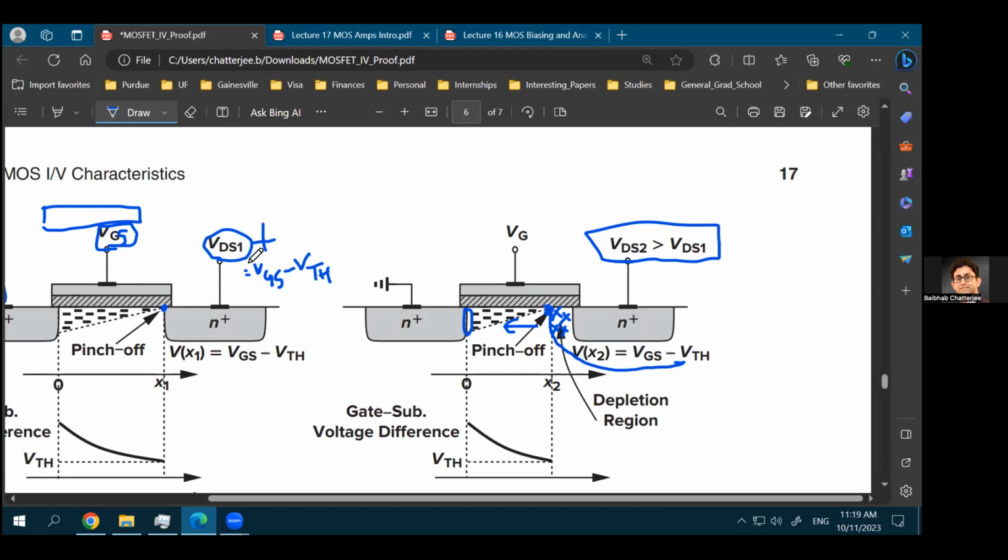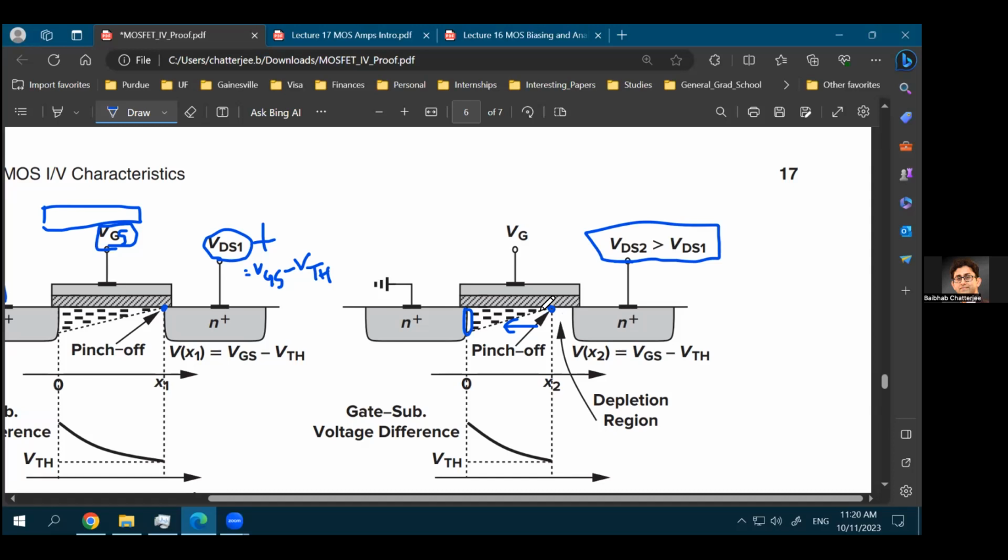But if your VDS is more than that, then your pinch off will start shifting towards left. But the point where you have pinch off, at that point your voltage will still be equal to 0, which means at that particular X, in this case, the X is equal to L. When your X is equal to L, you have 0 voltage, you have 0 charge density, and you have the pinch off exactly at the location of X equal to L. When your VDS increases, your pinch off point will shift towards left.